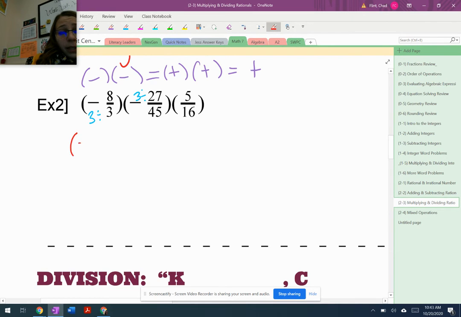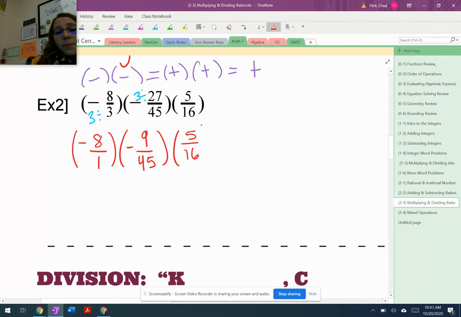So I'm keeping my -8 on the top. 3 divided by 3 is 1. 27 divided by 3 is 9. 9 times 3 is 27. And my 45 stays. And I'm just going to carry down that 5/16.